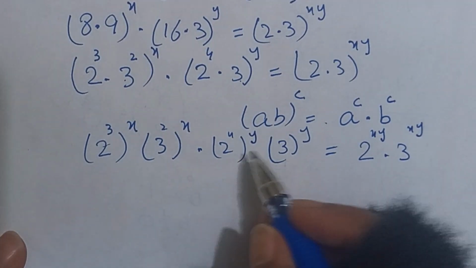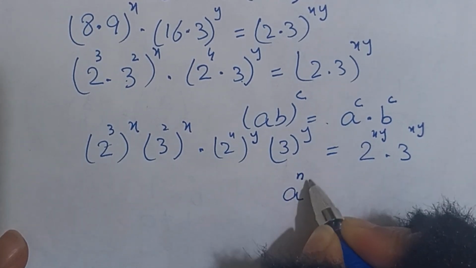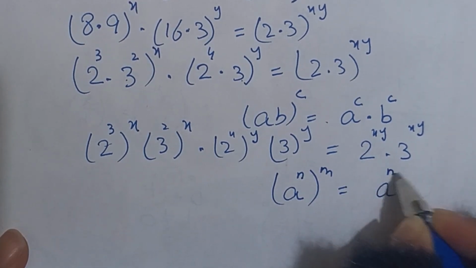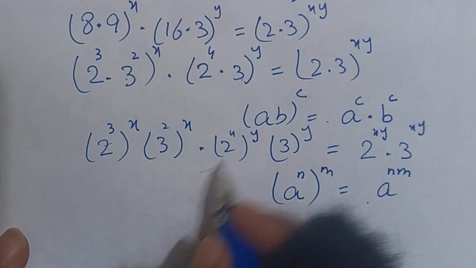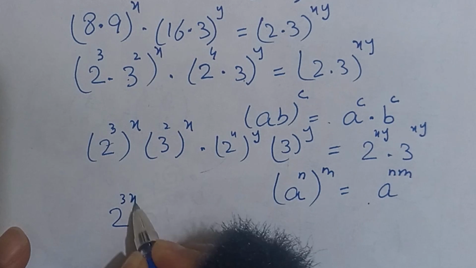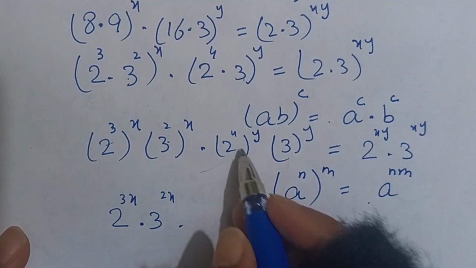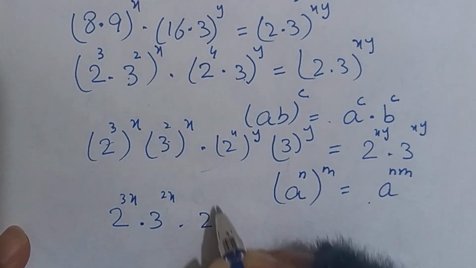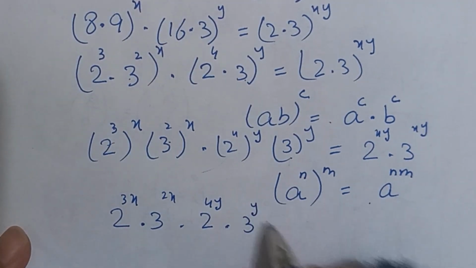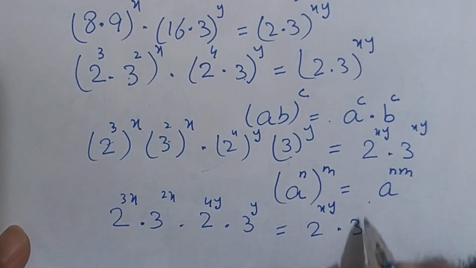In the next step, we apply another exponent rule. As we know, (a raised to the power n) raised to the power m is equal to a raised to the power nm. We apply this rule on the left hand side. So this will become 2 raised to the power 3x, 3 raised to the power 2x, 2 raised to the power 4y, and 3 raised to the power y. The right hand side we copy: 2 raised to the power xy multiplied by 3 raised to the power xy.